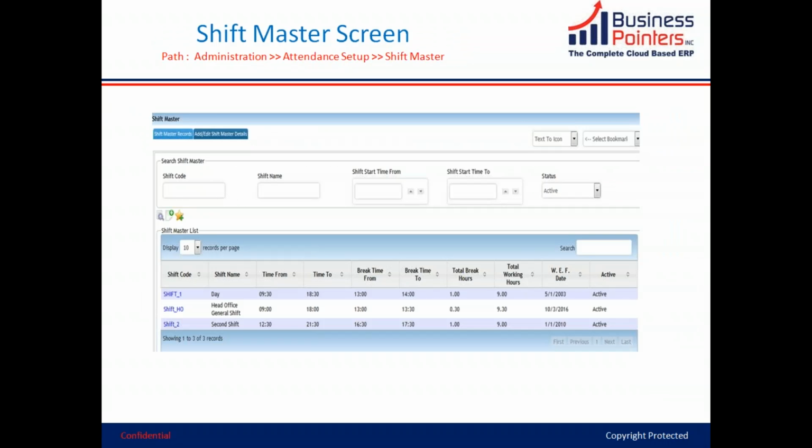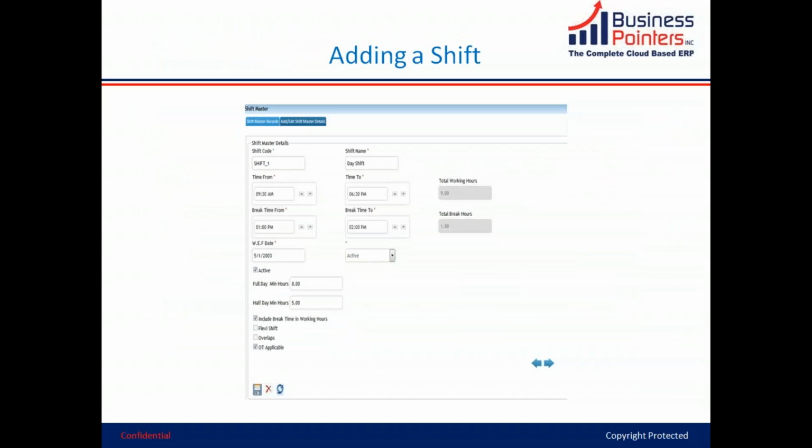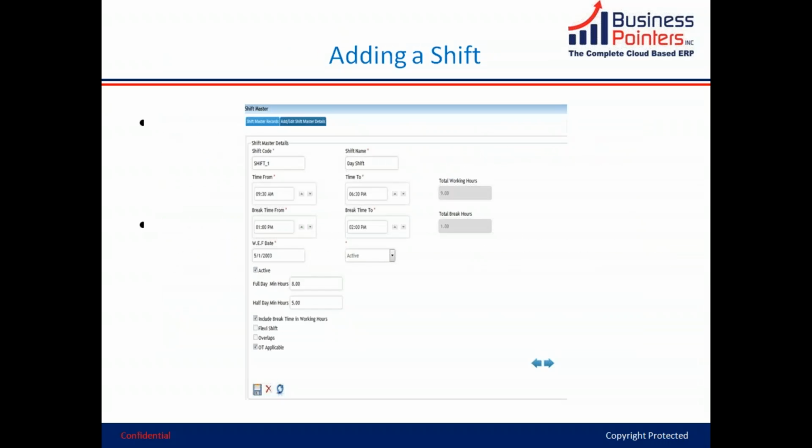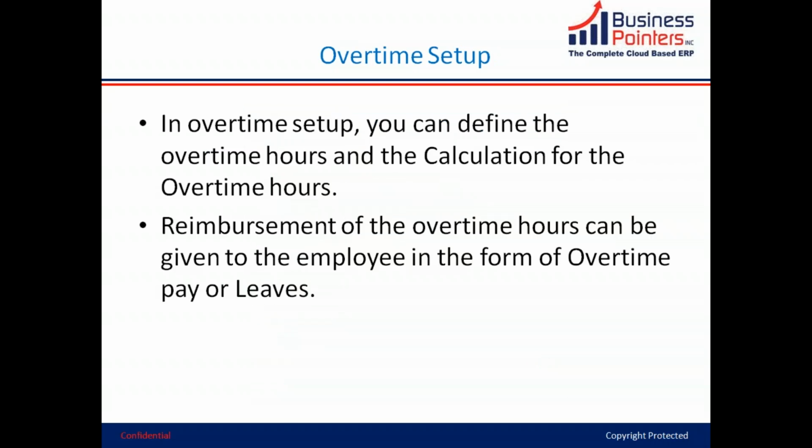This is the shift master. In the shift master, you can define the shifts and the break timings that need to be assigned to the employees. Different types of shifts of the organization can be defined in the shift master. This is how you add a particular shift. So shift code, shift name, the time from, the time to, the total working hours, the total break time, the effective date, full day minimum hours, half day minimum hours, whether break time is included in the working hours, whether overtime is applicable, and whether it's a flexible shift or an overlapping shift can be assigned over here.